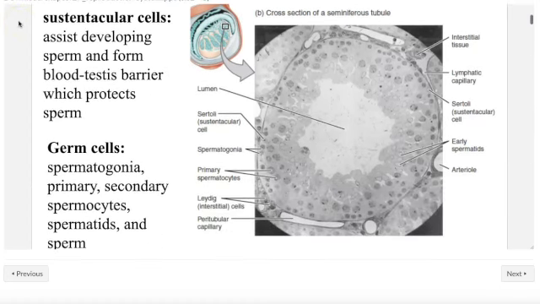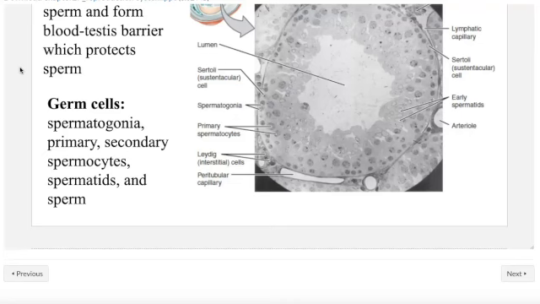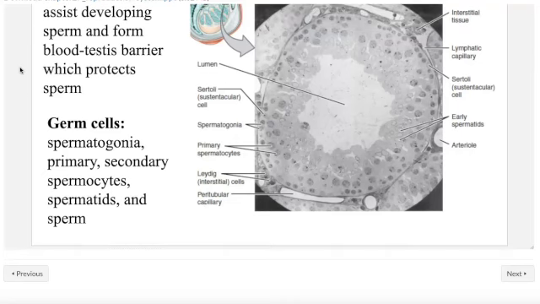They also form a blood-testis barrier. It's like the blood-brain barrier. It also helps keep the germ cells from escaping, so that you don't develop an autoimmune problem. Okay, and here are the Sertoli cells, and the Leydig cells. We're going to look at that in a little bit. More Sertoli or sustentacular cells.